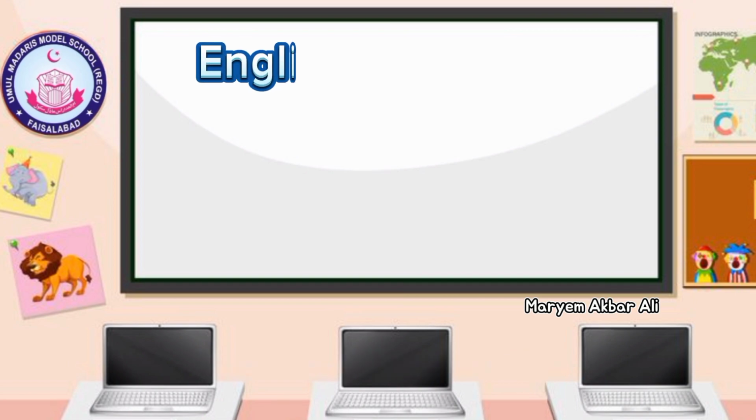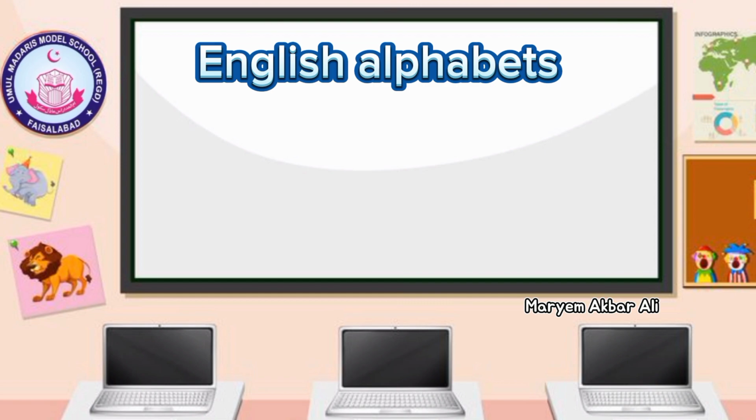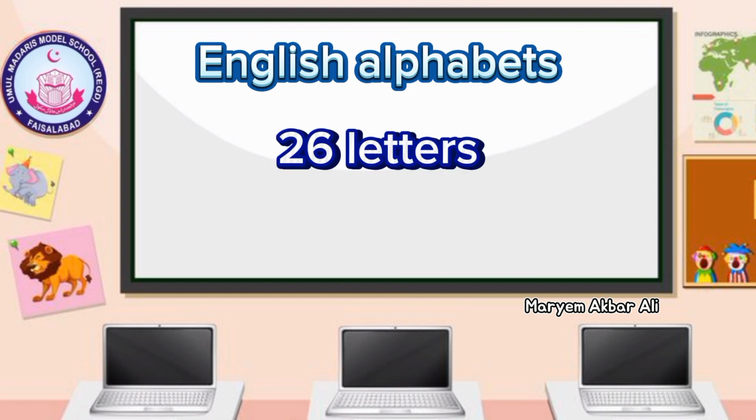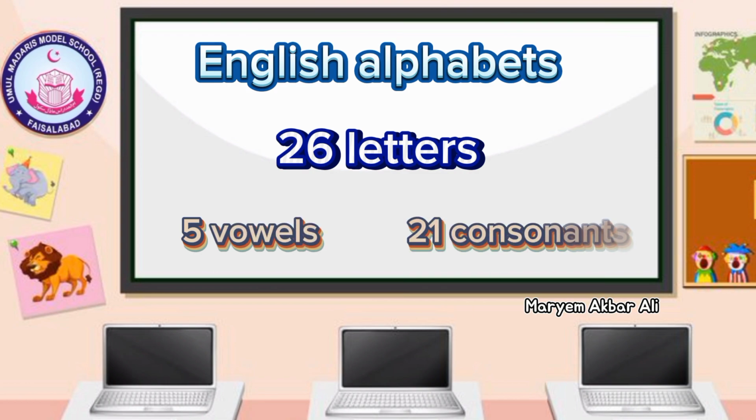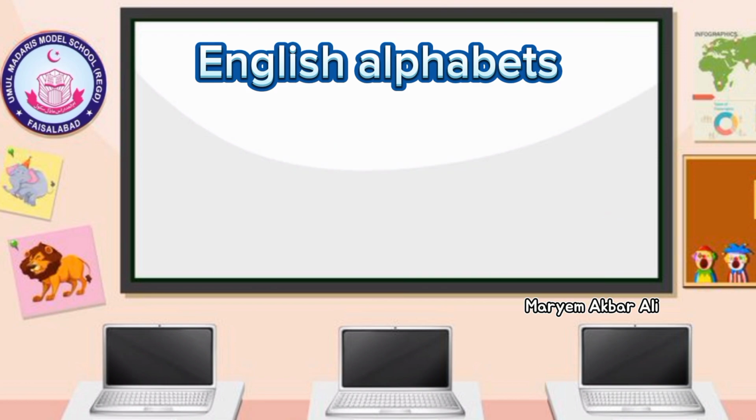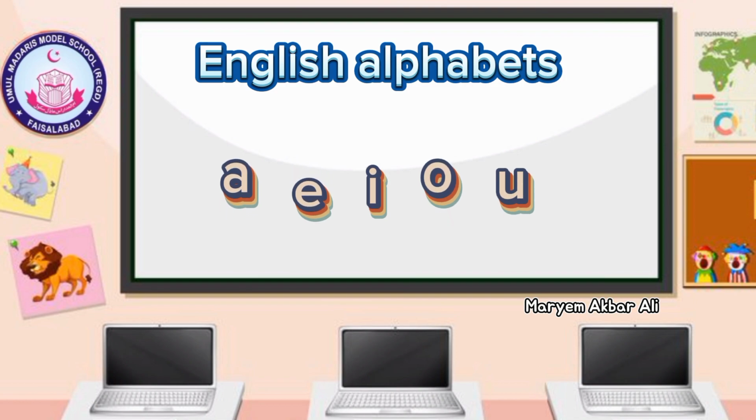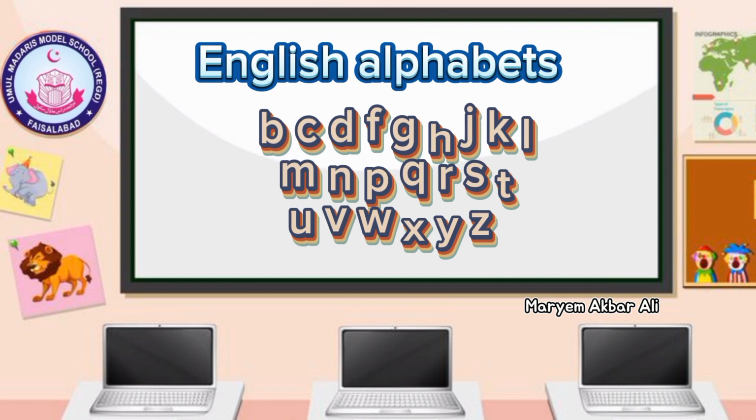So starting from English alphabets, English alphabets consist of 26 letters, in which we have 5 vowels and 21 consonants. These 5 vowels are A, E, I, O, and U, and the rest of the letters will be consonants.